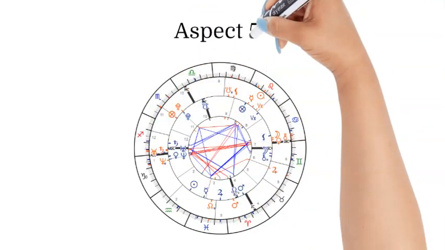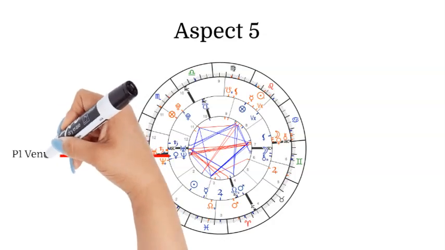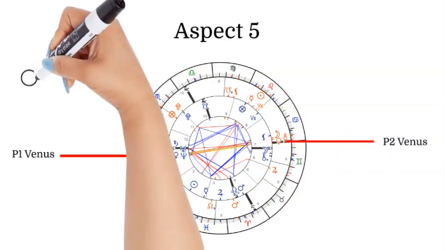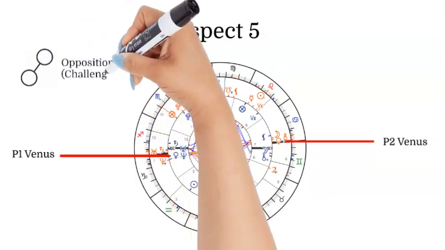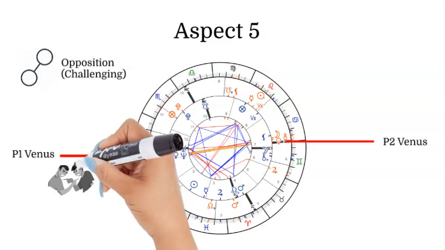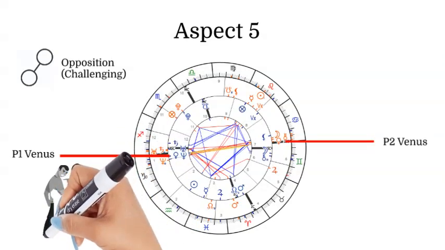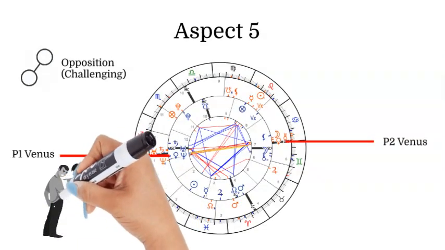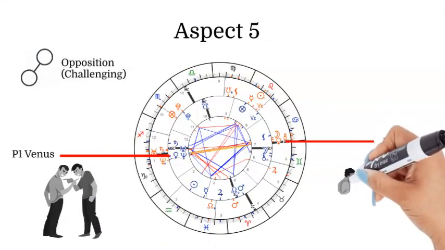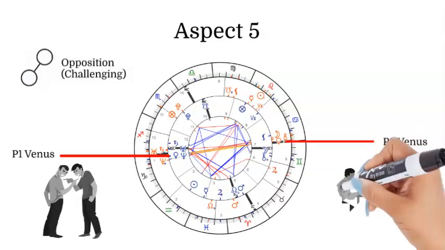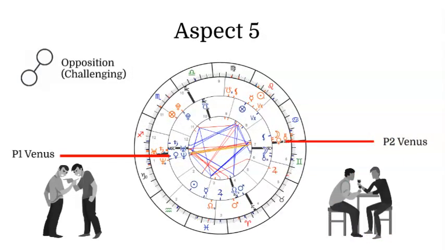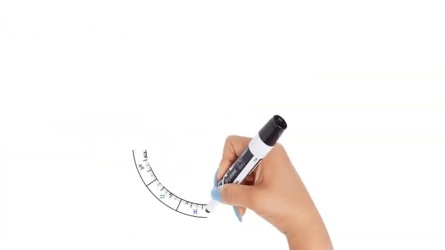Aspect number 5. Person 1's Venus is in opposition to Person 2's Venus. This aspect generally does not bode well if looking at romantic compatibility. Venus is the planet that represents love, and in this chart, both Venuses are at odds with each other. This could be two people with different desires, clashing love languages, or who want different things. However, the age-old phrase persists: opposites do attract. This aspect can be beneficial if you two are willing to meet each other in the middle and compromise.